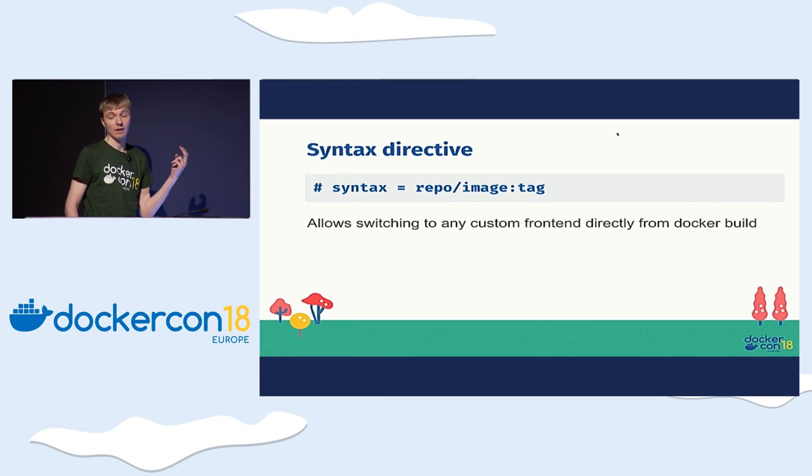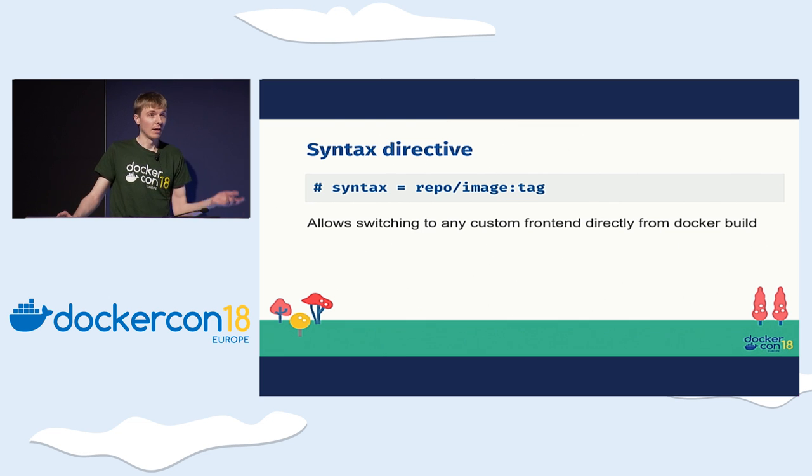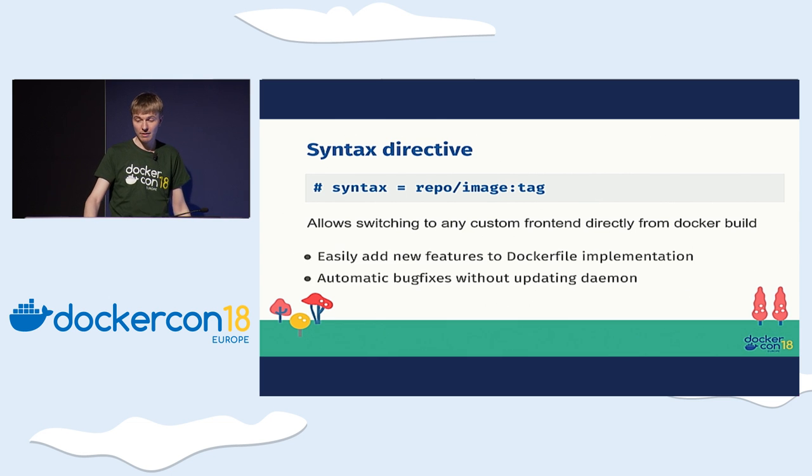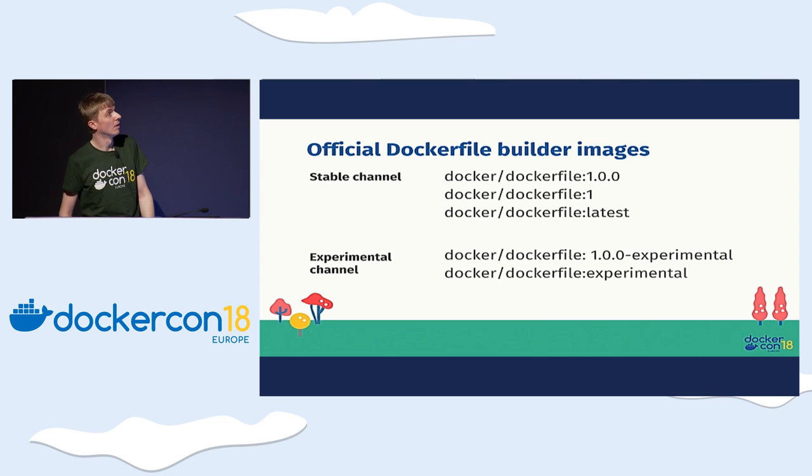I talked about the way how we can do frontends externally now, and the way you would use an external frontend now in Docker build is that in the first line of the Dockerfile you need to define the syntax comment or syntax directive, and if we find the syntax directive in your Dockerfile, what we would do is we would actually pull this image and use this as a builder. So we have some Dockerfile images available, the official ones that you can use externally like this. We have them in two channels. One is the stable channel, the experimental is the other one.